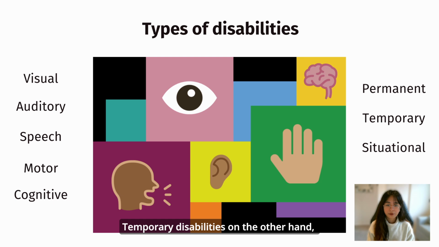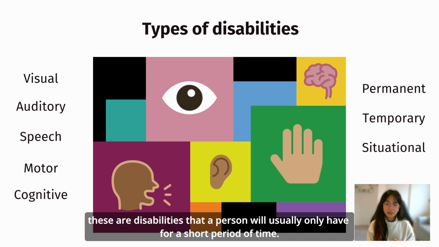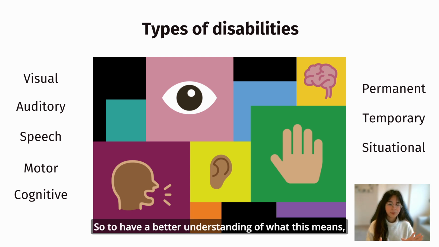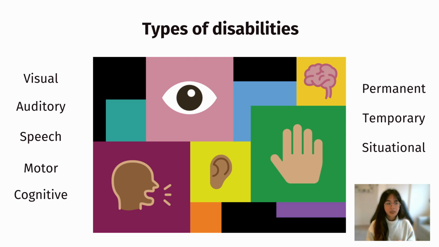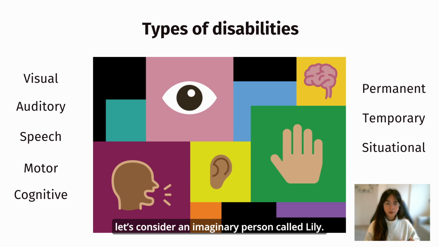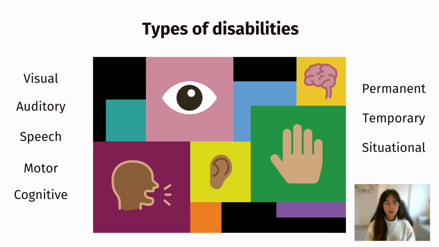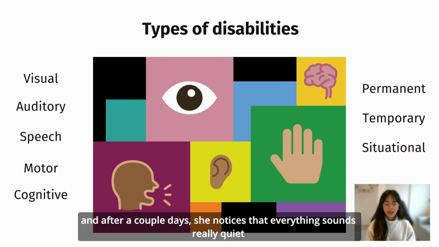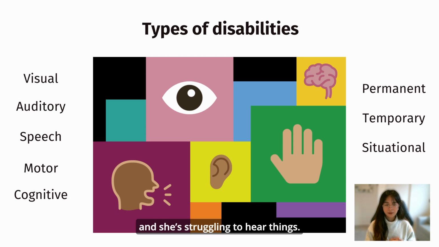Temporary disabilities, on the other hand, these are disabilities that a person will usually only have for a short period of time. So to kind of have a better understanding of what this means, let's consider an imaginary person called Lily. So Lily, she's active, she's healthy, she's out snorkeling on holiday, having the time of her life, and after a couple of days, she notices that everything sounds really quiet and she's struggling to hear things.